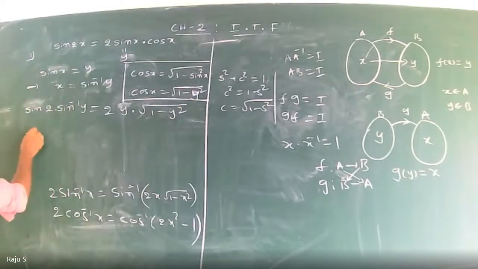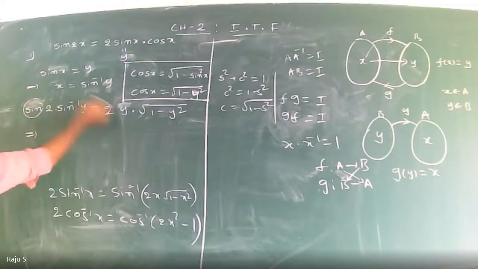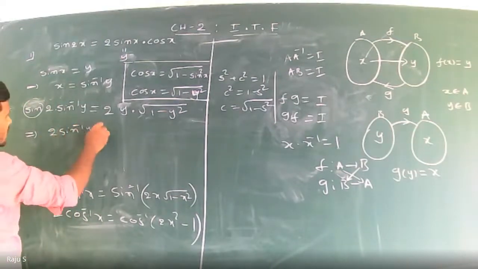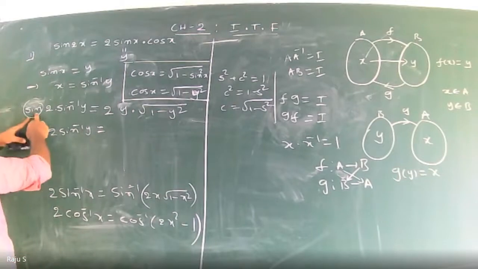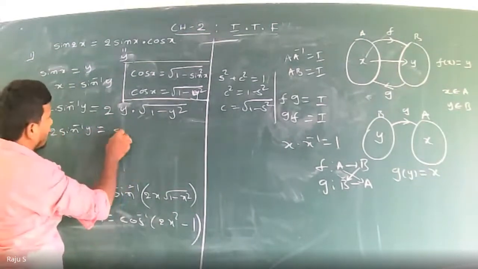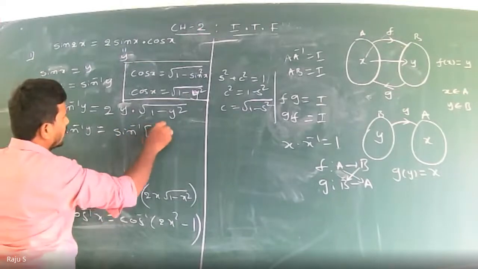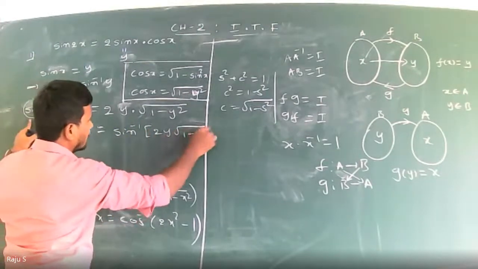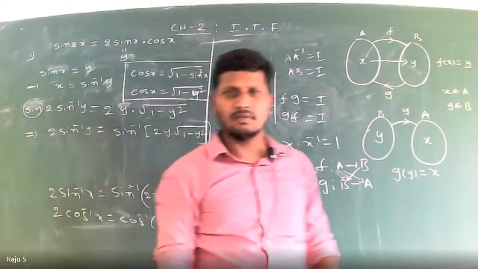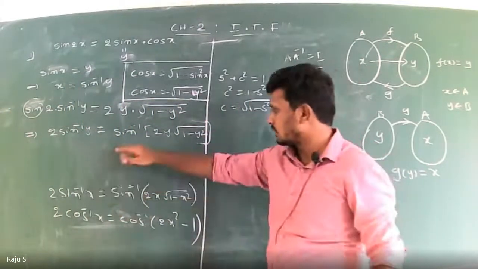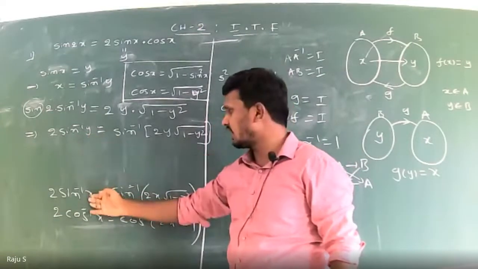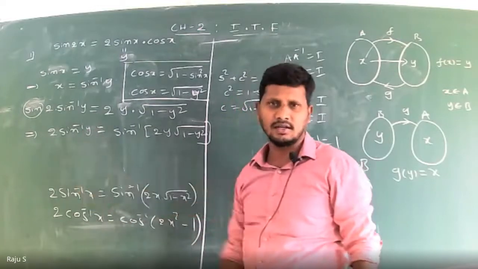So which implies, on the right side, 2 sin inverse y is equal to 2 sin. Sin you can take to the right side, that will become sin inverse. Sin inverse of 2y into root over 1 minus y square. See, here y is there. In place of y you can take x, or theta, whatever you like.